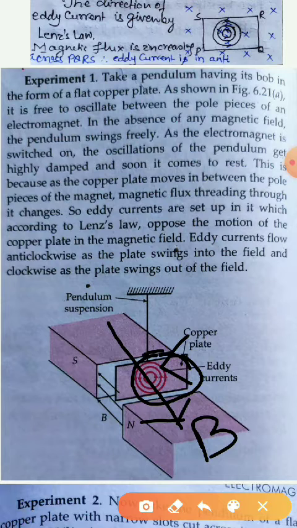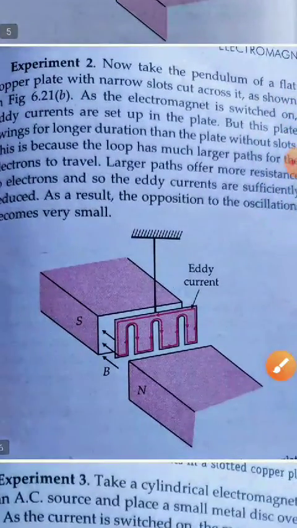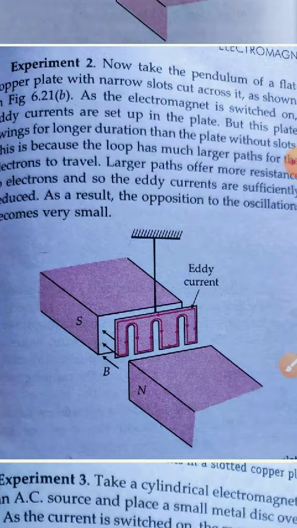So in this way, the eddy current that is set up in the body of the conductor opposes the cause which produces it. In the second experiment, you can see slots are being cut in the sheet of the conductor. What is the role of these slots?